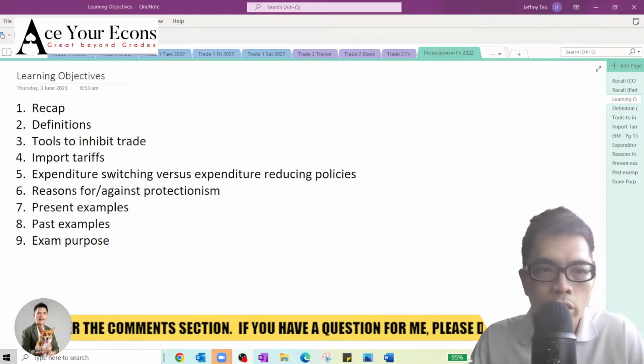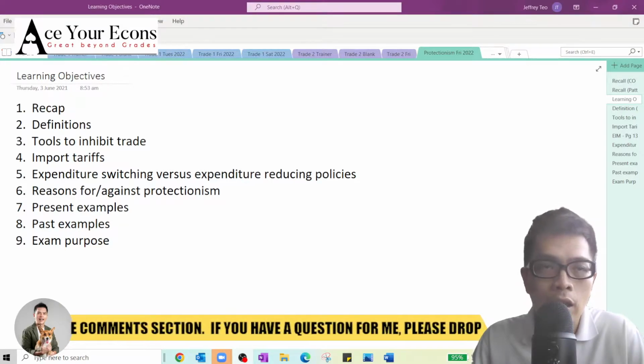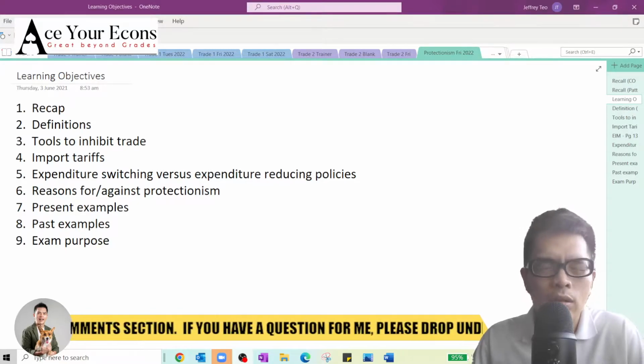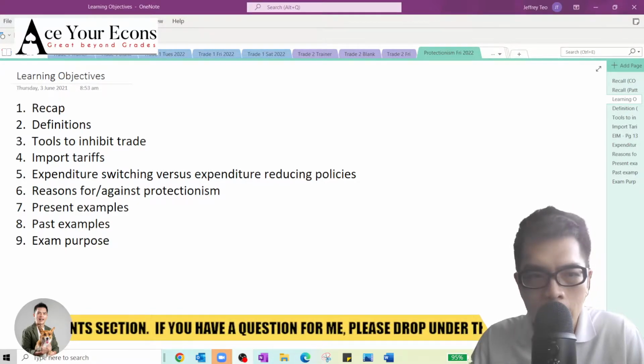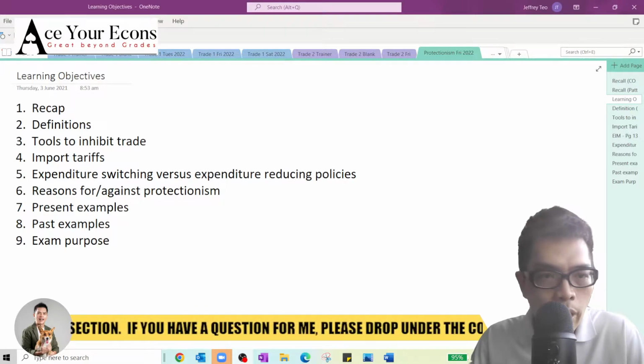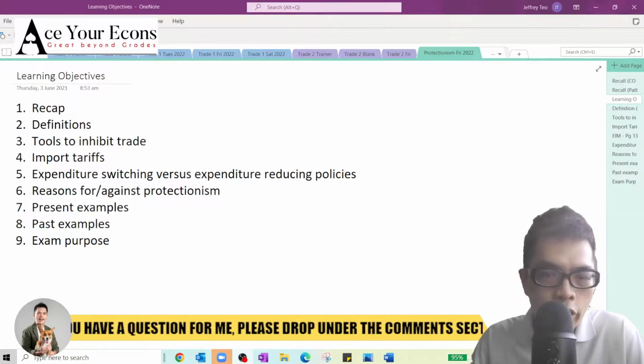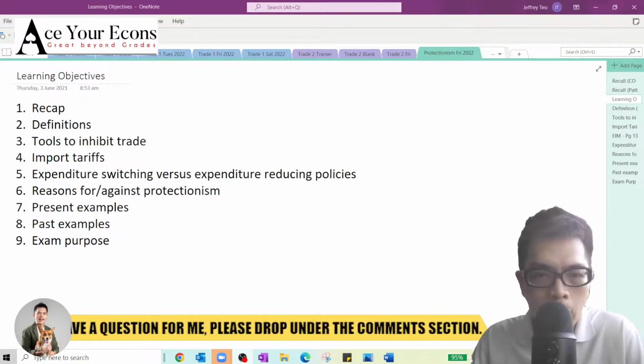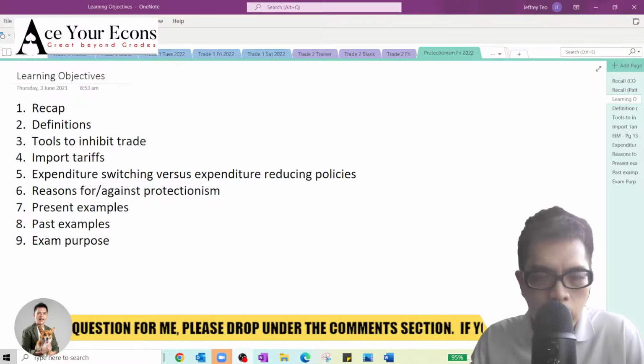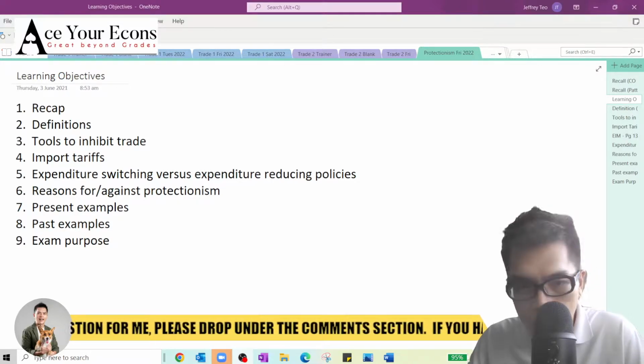I'm not going to show you import quotas. Just know the concept is good enough. You don't need to know the diagram, but I'm going to show you some typo error in the guidebook. It's a very slight one. I will bring to your attention what you need to know about policies that are related to protectionism.